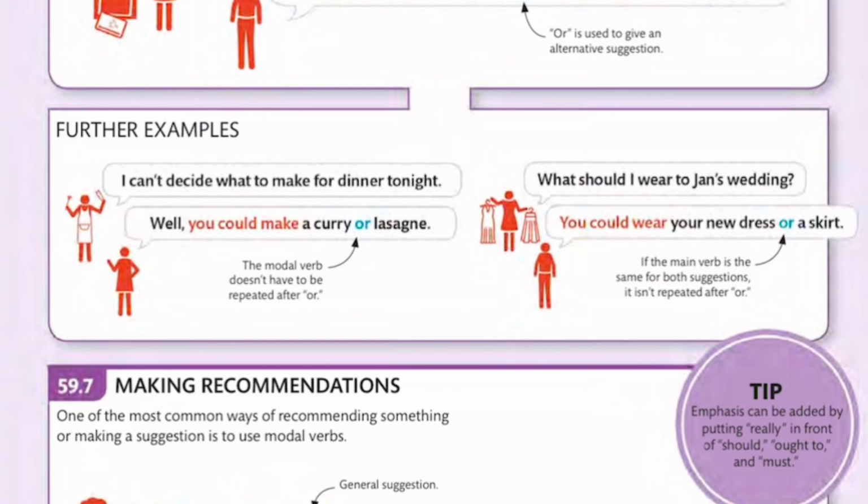Modal verb doesn't change or doesn't have to be repeated. You don't have to say you could make a curry or you could make a lasagna. What should I wear to Jan's wedding? You could wear your new dress or a skirt. That's one of the things to reduce wordiness. You don't have to say you could wear your new dress or you could wear a skirt.